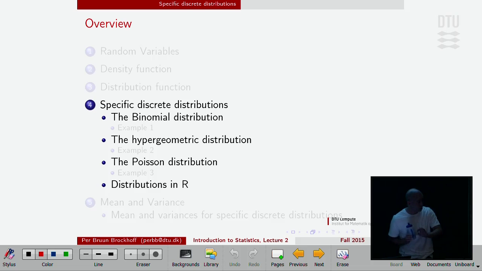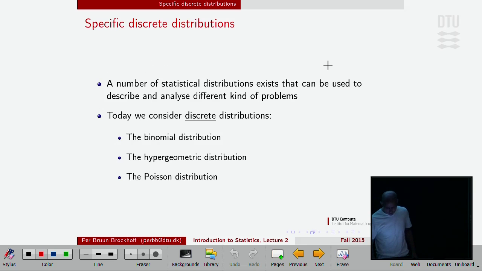Well, the versions of them we've seen now, of course, is the discrete that we talk about today, and then we'll see the continuous ones next week. Let's see. Specific distributions. We are going to meet 3 now. And the first one is hopefully, most likely, a well-known one to you.